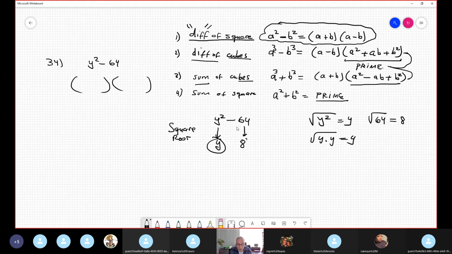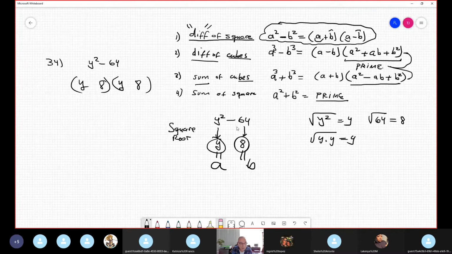Therefore, this y and this 8 are our A and B in this formula. You copy exactly in the same order. You put y, like A in the general formula, and 8, like B in the general formula, with positive and negative. It doesn't matter which you put positive and which negative. Remember, this is factorization, and in factorization the order doesn't matter. This is the final answer, which corresponds with option D.